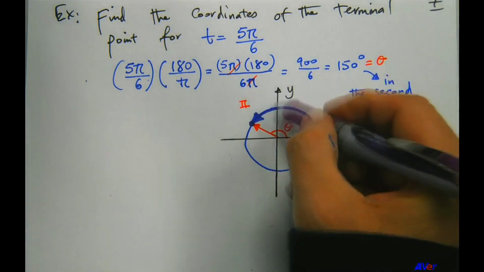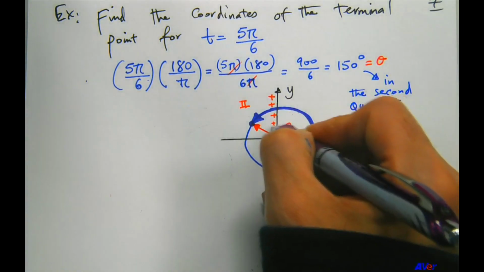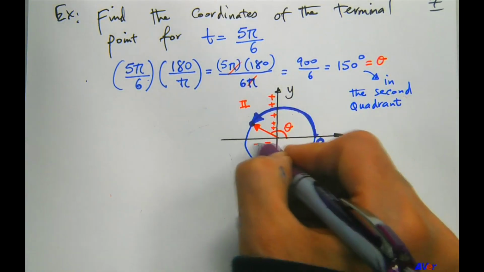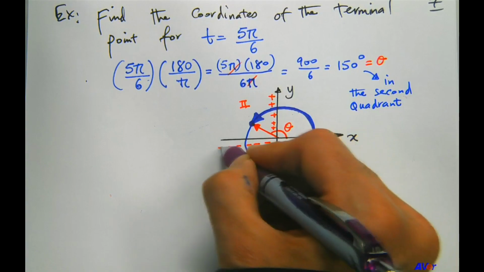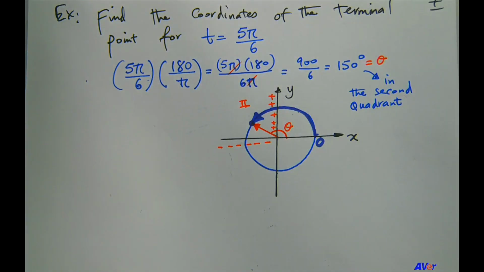What happens in the second quadrant? The y values are positive and the x values are negative, right? So what's the reference angle? Can you tell me, given what we discussed about reference numbers and terminal points, what is the reference angle here, or reference number? Is it 150 degrees? Think about it.